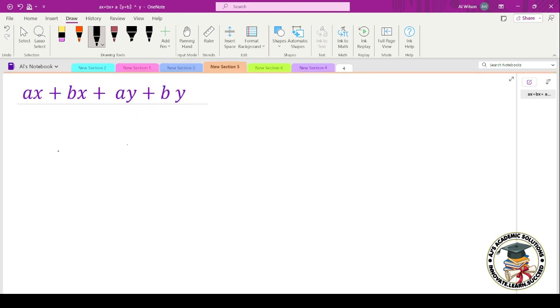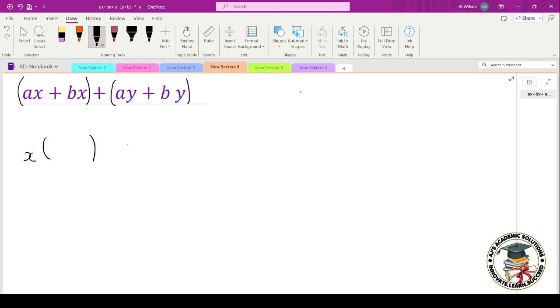So here we have our next question. For this question, we have ax plus bx plus ay plus by. What we're going to do is group, which means we're pairing off our terms. And from this, we're going to look for what is similar. For ax plus bx, we would notice that x is similar.